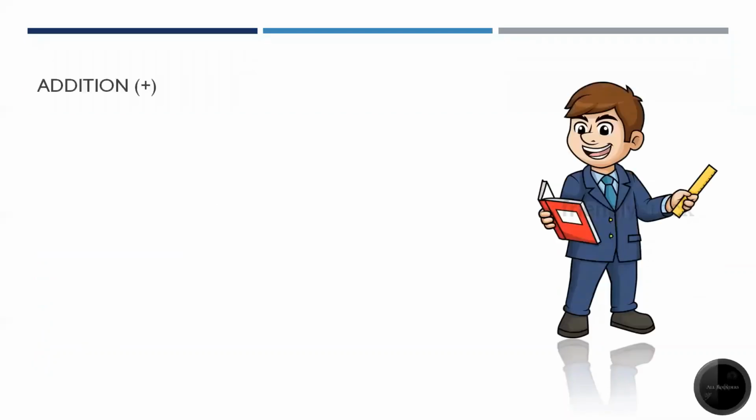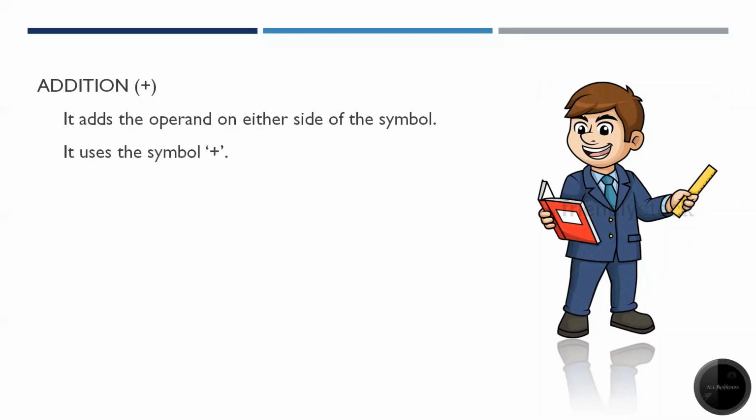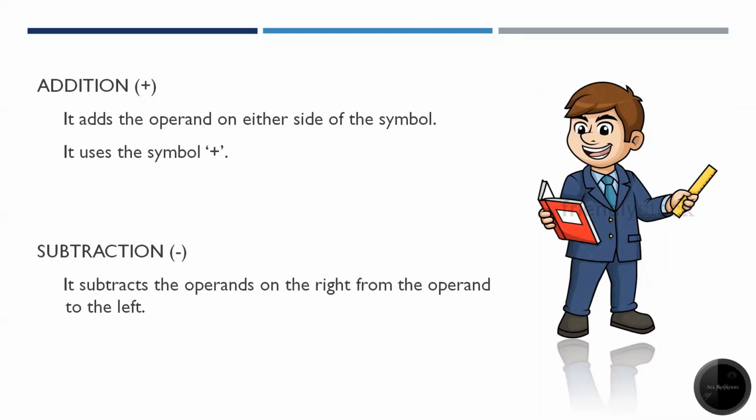So let's move on to the first two of them. The first one is addition. Addition adds the operands on either side of the symbol. It is the basic addition that we do in mathematics, and it uses the symbol plus. Then we move on to subtraction. It subtracts the operand on the right from the operand on the left. This is also the basic difference that we do in mathematics, and it uses the symbol minus.